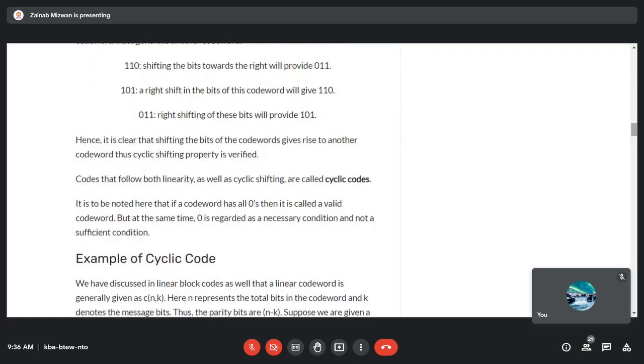Codes that follow both linearity as well as cyclic shifting are called cyclic codes. So when we want to call any code a cyclic code, it has to follow two properties. Which two properties? The first property is linearity and the other property is cyclic shifting. When these two properties are followed by a certain code, then we call that particular code a cyclic code. Any doubt in this? Everybody has understood what a cyclic code is and what the two basic properties of the cyclic code are?